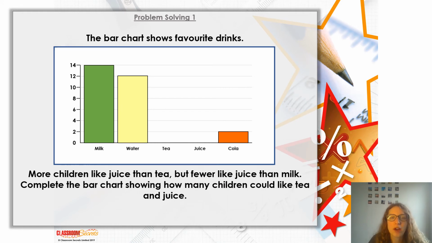Right, so this bar chart shows people's favourite drinks. We've got milk, water, tea, juice and cola. More children like juice than tea, but fewer like juice than milk. Complete the bar chart showing how many children could like tea and juice. So tea and juice is currently empty. This one, again, there's going to be multiple possibilities for this, but have a look. Where do you think the tea and the juice bars would go up to? Can you come up with more than one possible answer? So pause and then we'll have a look at an example of a filled in one.